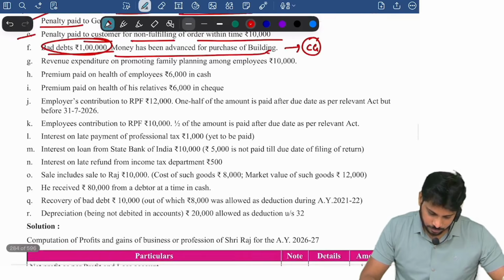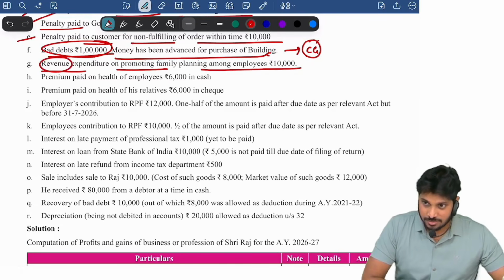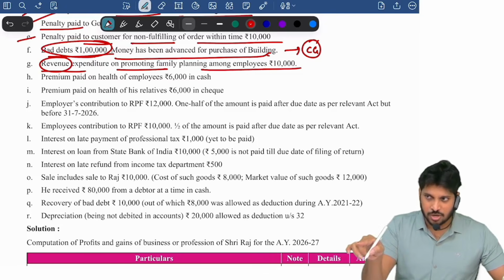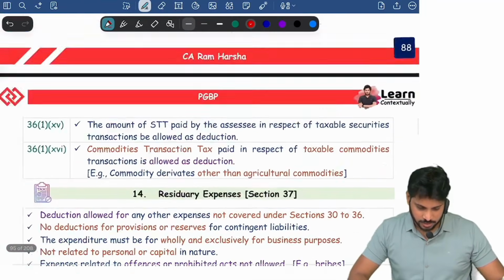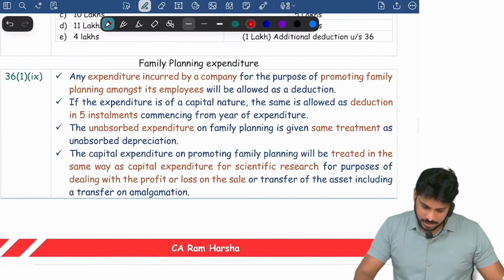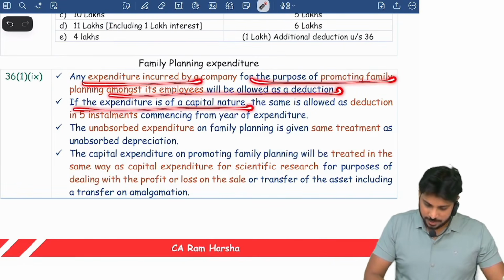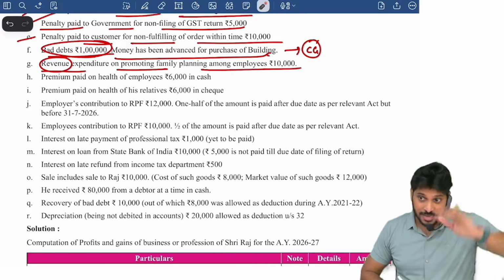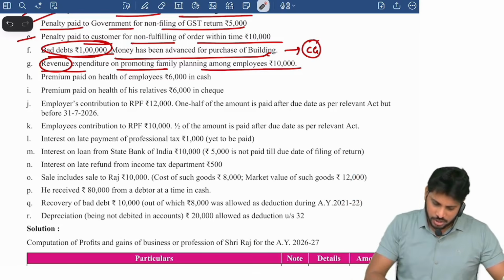Next. Revenue expenditure on promoting family planning among employees. It's a revenue expenditure, not a capital expenditure. Capital expenditure on family planning is allowed as deduction in 5 installments. Once I will see that point. Okay, capital expenditure on family planning. Section 36 only. Yeah, you see. Any expenditure incurred by the company for promoting family planning is allowed as deduction. If the expenditure is capital, the same is allowed in 5 installments. Yeah, correct. Revenue expenditure is fully allowed. No problem at all. Okay, it's already debited to P&L, allowed.